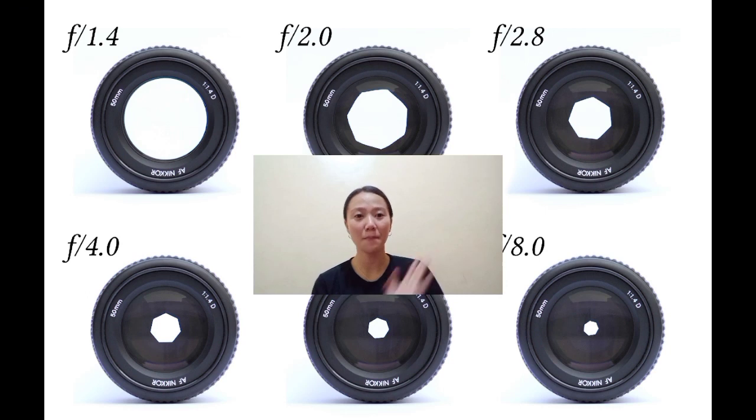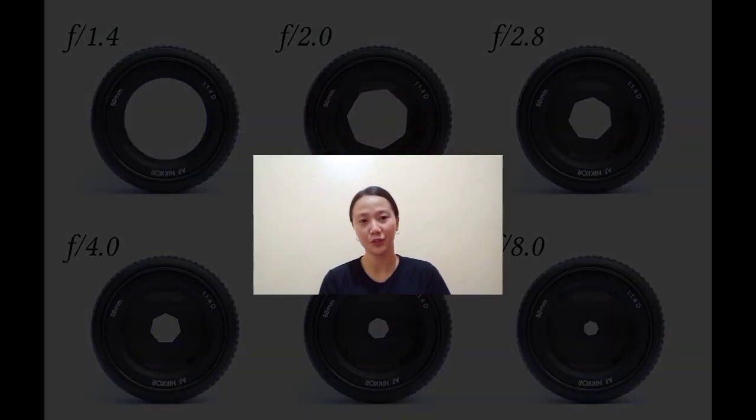As you can see at my back, this is the image of aperture. Aperture is the most important setting when taking a picture, because it determines the amount of light, the depth of field, and the sharpness of the picture.